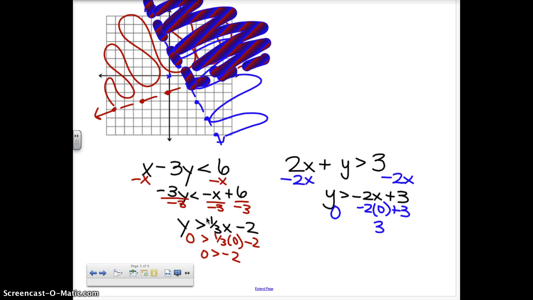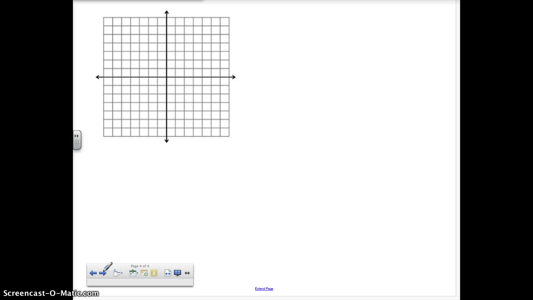Okay? So I want you to try one. What I want you to do, though, is I want you to try a little bit different situation. Okay, I'm going to give you 4 to graph. y is less than or equal to 4. y is greater than or equal to negative 1. y is less than or equal to negative x plus 8.